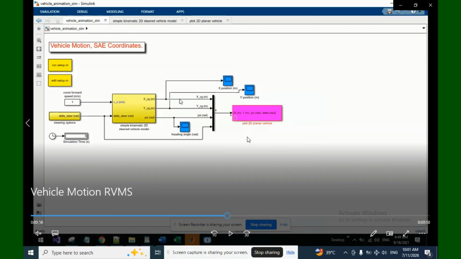So the final thing we can gain is the plot of two planar vehicles that I will discuss later in the next episodes.